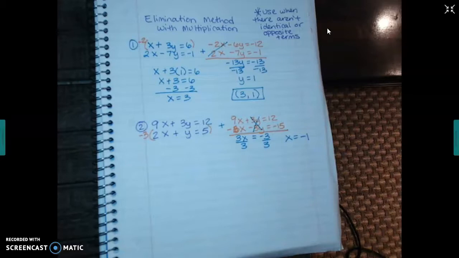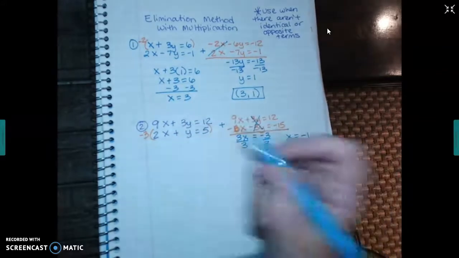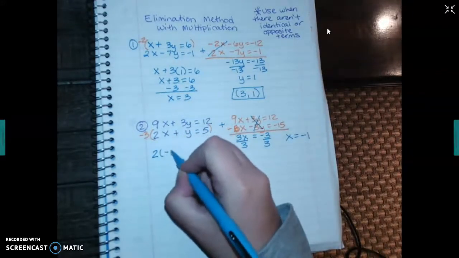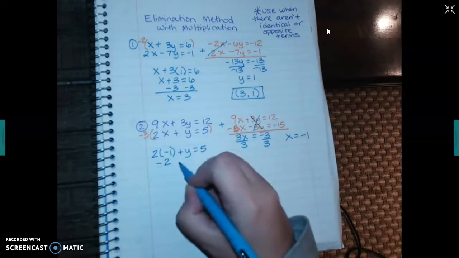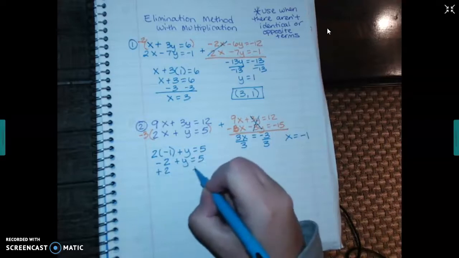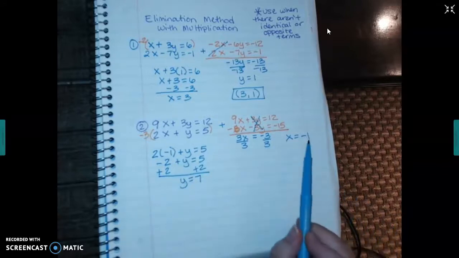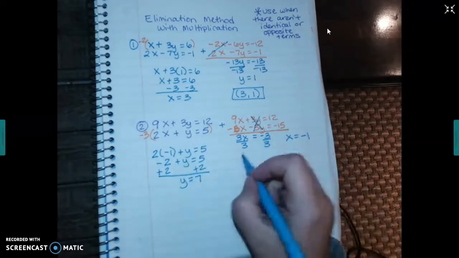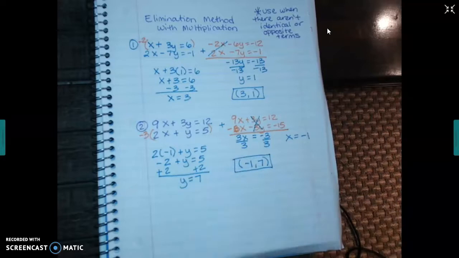Now that you have the value for x, you can then take that value and plug it back into one of your original equations. I'm going to choose to plug in negative 1 into this second equation. So that will look like this. 2 times negative 1 plus y equals 5. That means that negative 2 plus y equals 5. Add 2 to both sides, and you get y equals 7. Now that you have a value for x and you have a value for y, you can write your solution as an ordered pair. Negative 1, 7.